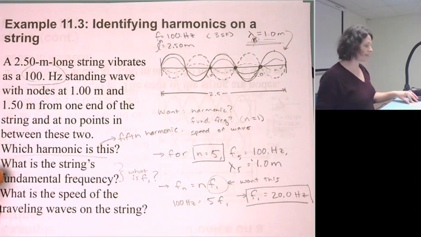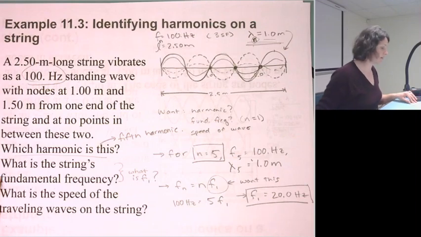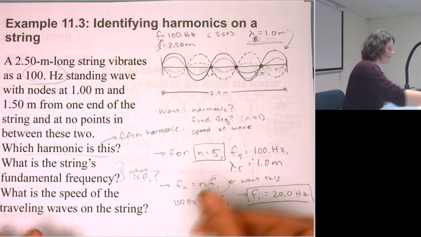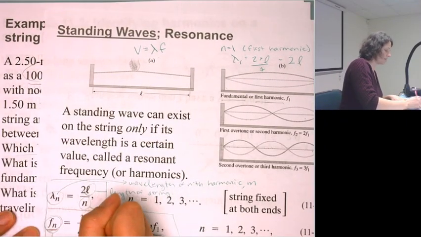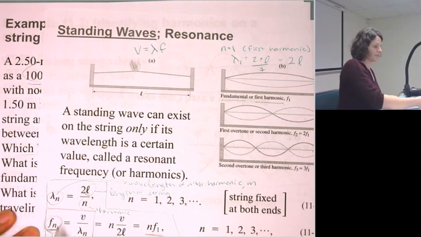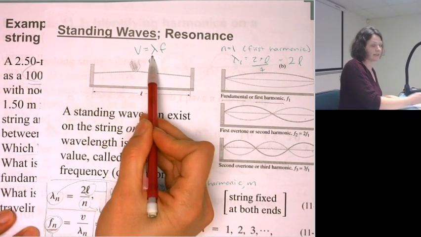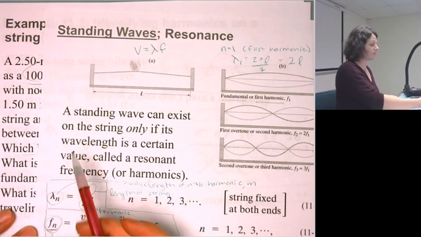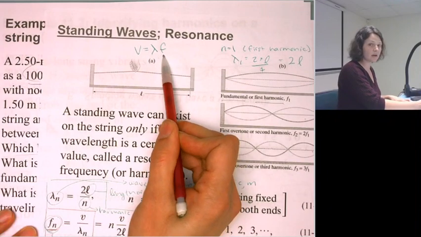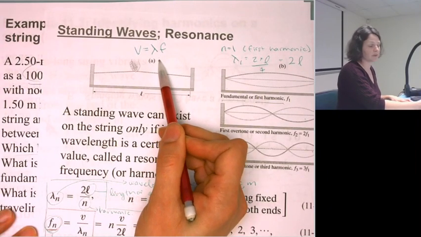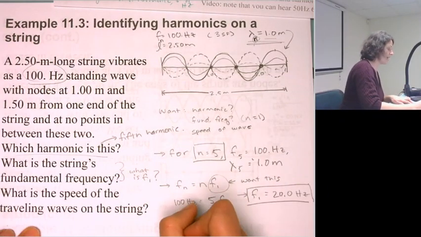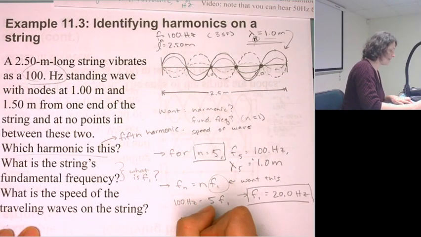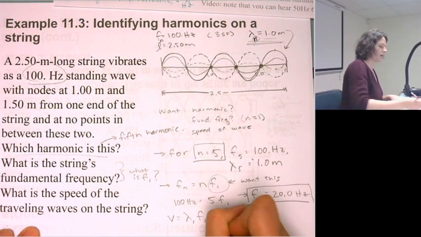And what's the speed of the traveling waves on the string? Well, I'll put this back up here, this equation here, that comes from here, which says that v is lambda times f. So we know things about the n equals 1 mode and also the n equals 5 mode. So let's try it both ways and see if we get a different answer. So we'll say that v is lambda 1 times f1.